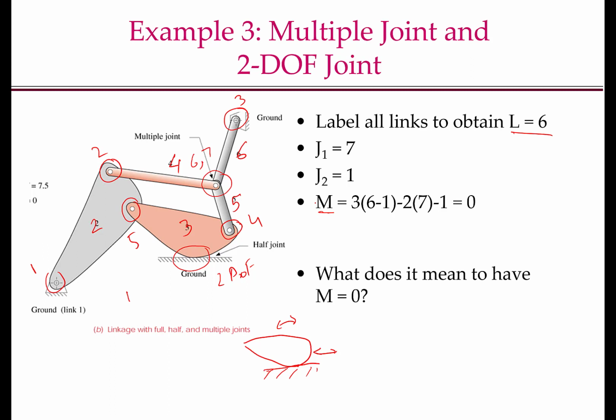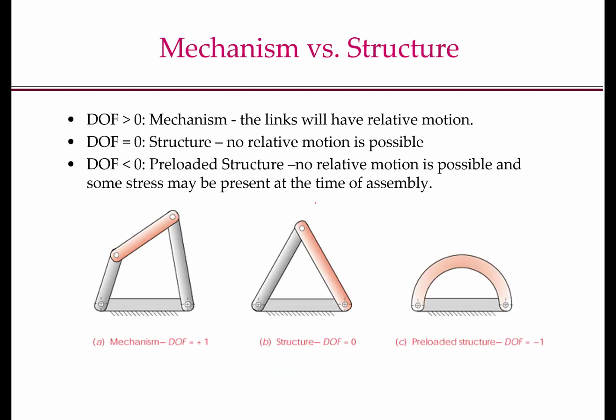So what does it mean to have degrees of freedom equal to 0? It means that it is a static structure. This cannot move. So Gruebler's equation actually tells us that if my degree of freedom is greater than 0, then I have a mechanism and the links will have relative motion. If the degrees of freedom is equal to 0, then I have a structure and there is no relative motion possible. If my degrees of freedom is less than 0, then I have a preloaded structure. Not only is there no relative motion possible, but there may be some stress present at the time of assembly. So it's also called a preloaded structure.